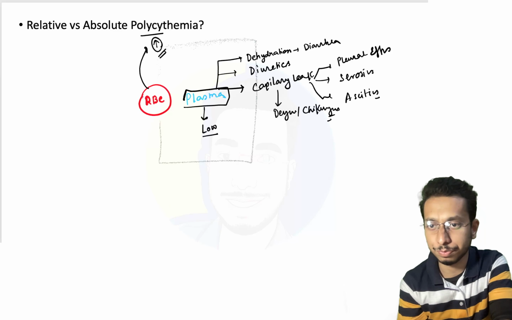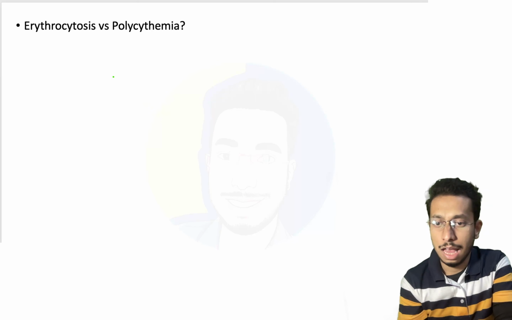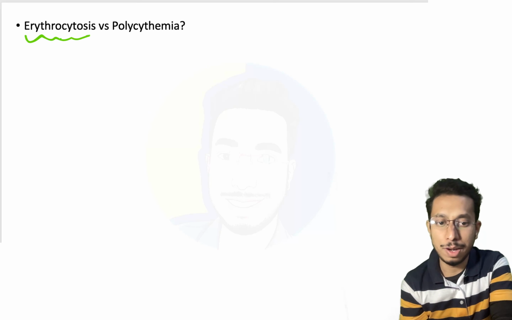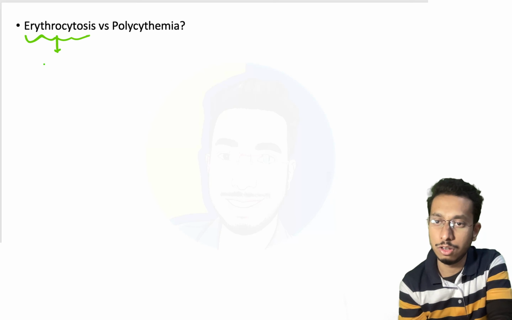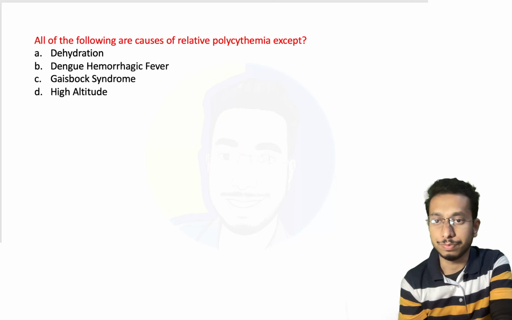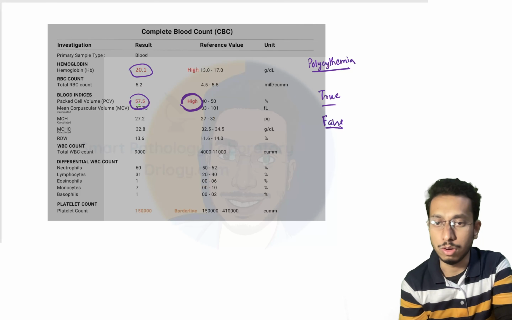Next, you should also know the concept of erythrocytosis and polycythemia. Both terms can be used interchangeably, but to draw a distinction between them, erythrocytosis implies documentation of increased red cell mass, whereas polycythemia means increase in red cells. Okay, so here we know that polycythemia can be detected from either of hemoglobin and hematocrit, both of the values.